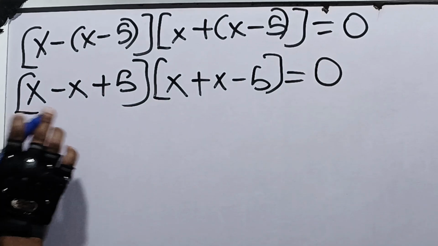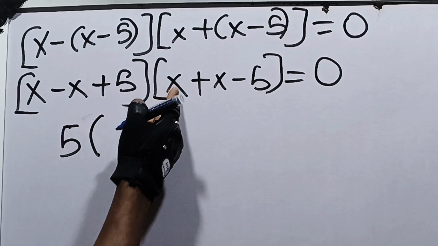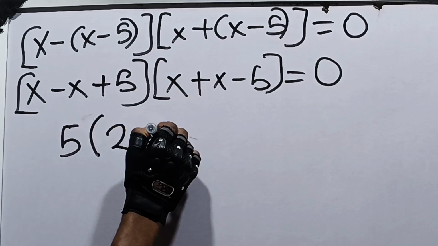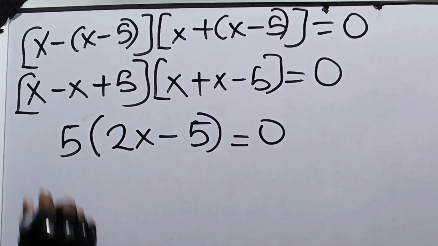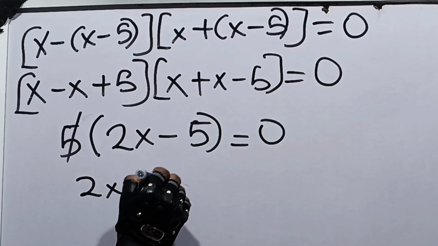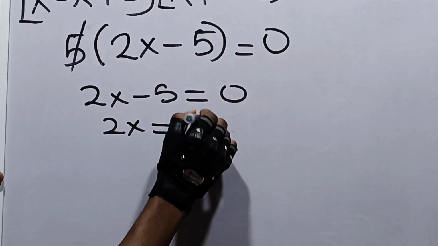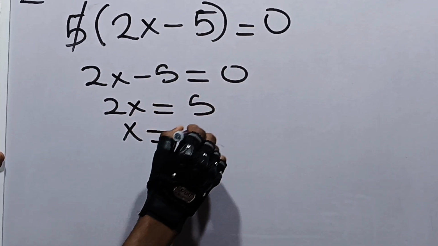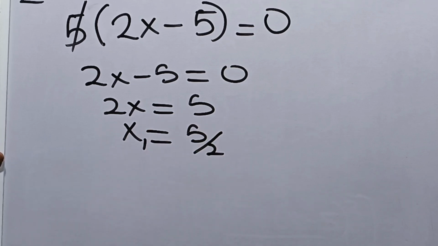Now we have x minus x is 0, 0 plus 5 is 5, multiplied by x plus x is 2x, minus 5, equal to 0. The 5 cancels out, so we have 2x minus 5 is equal to 0, so that 2x is equal to 5, and x is equal to 5 over 2. This is the first answer for x in this question.